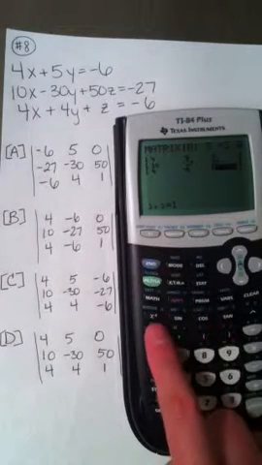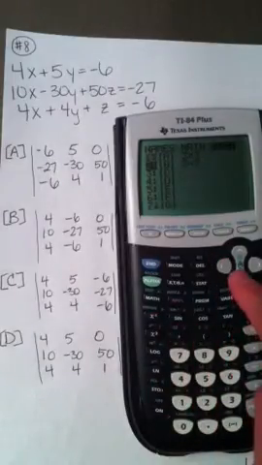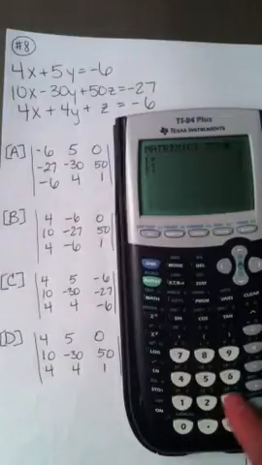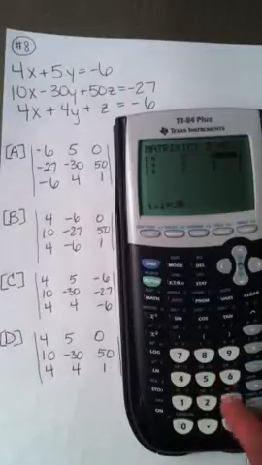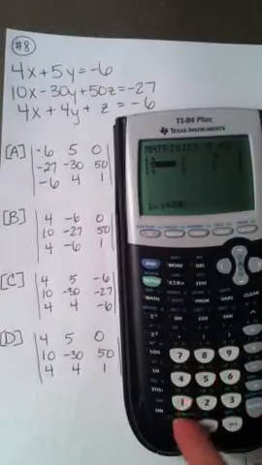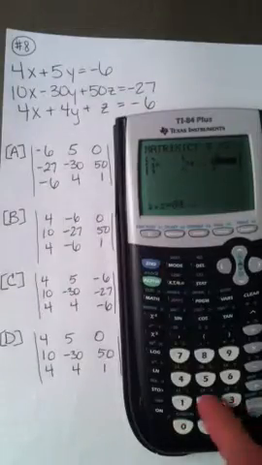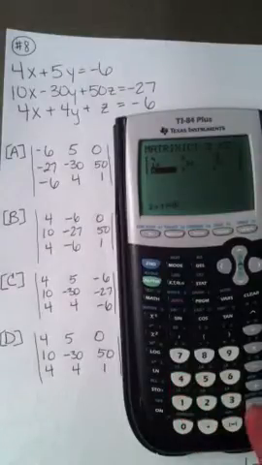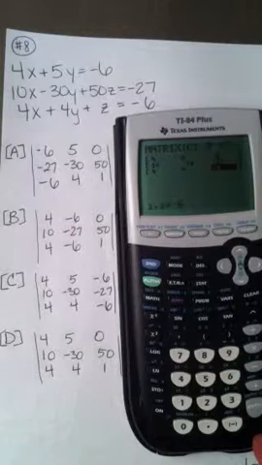Again, second, x to the negative 1, which is my matrix menu, over to edit, now down to matrix C. 3, enter, 3, enter will give me a 3 by 3. 4, 5, and negative 6 is my first row. 10, negative 30, and negative 27 is my second row. 4, 4, and negative 6 is my third row.